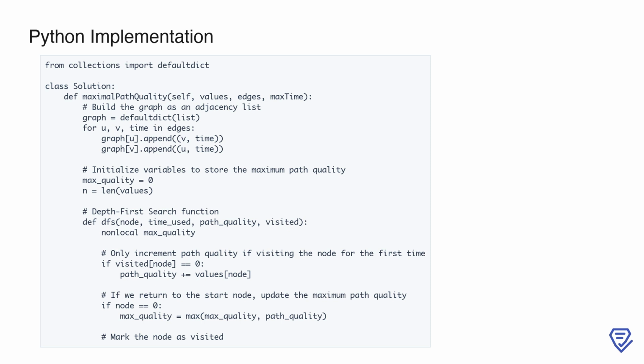To explore the graph, we implement a depth-first search, or DFS, which is defined as an inner function. This function takes several parameters: the current node, the time used so far, the accumulated path quality, and a list to track how many times each node has been visited. When visiting a node for the first time, we add its value to the path quality. If the current node is the starting node, which is node 0, we check if the current path quality is greater than the maximum found so far and update max_quality accordingly. To ensure we don't double count values, we mark the current node as visited.